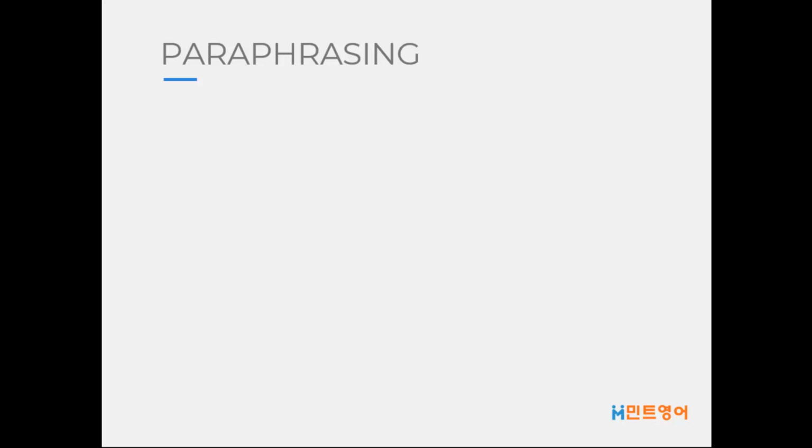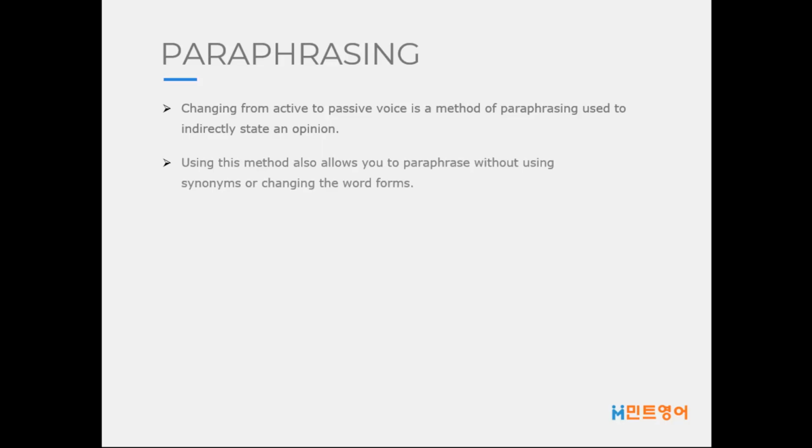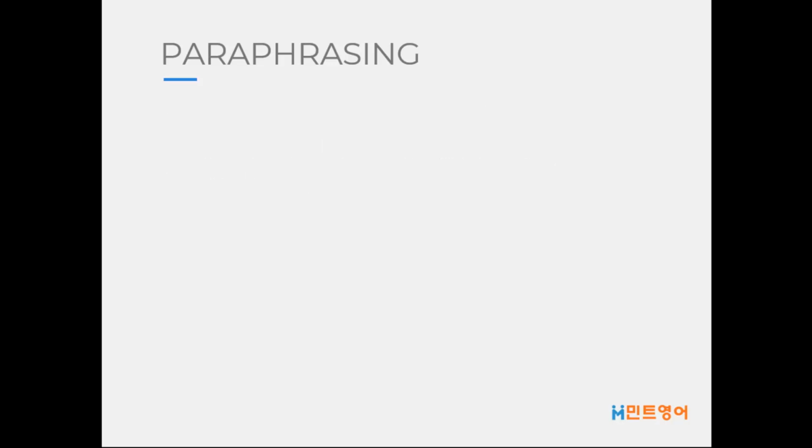The last method to paraphrase is to change from active to passive voice. This method of paraphrasing is used to indirectly state an opinion. It also allows you to paraphrase without using synonyms or changing the word forms.